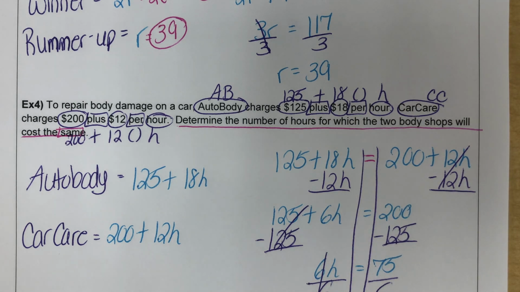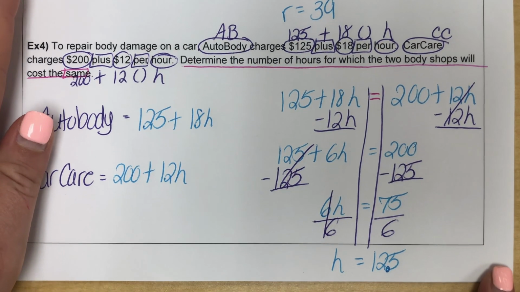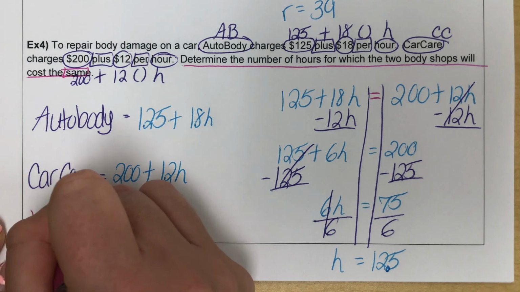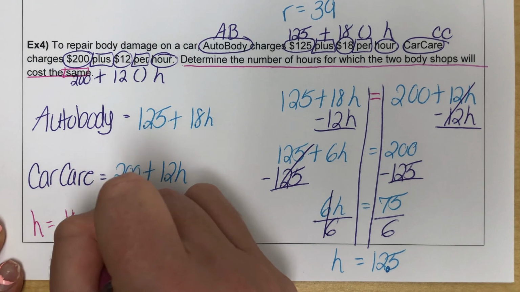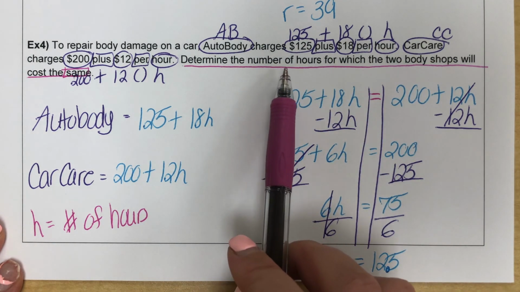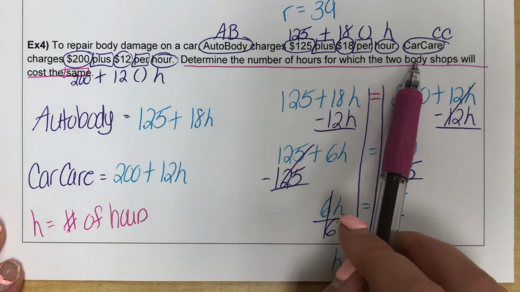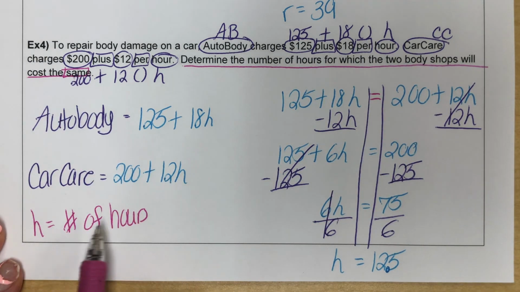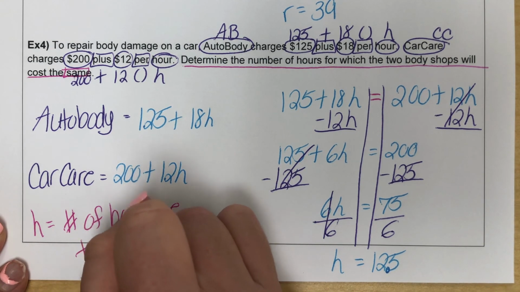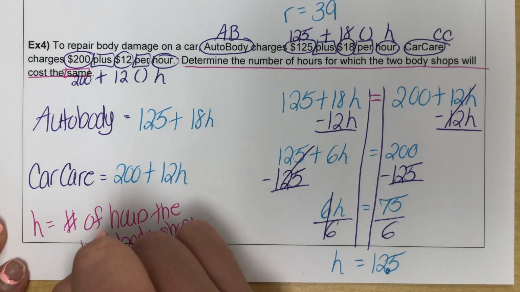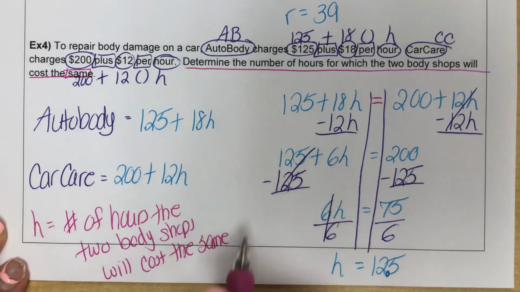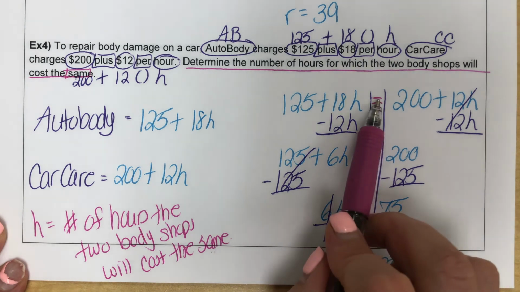Again, on the side, let me move this up a little bit. So sorry, guys. I want H to be represented by hours, so I'm going to fill that in. H represents the number of hours. Again, I'm using the question to help me with that let statement. So H is the number of hours which the 2 body shops will cost the same. So it's the number of hours the 2 body shops will cost the same. And it's that keyword same that tells me that I want them to equal each other.